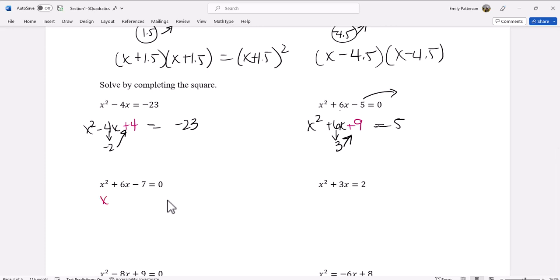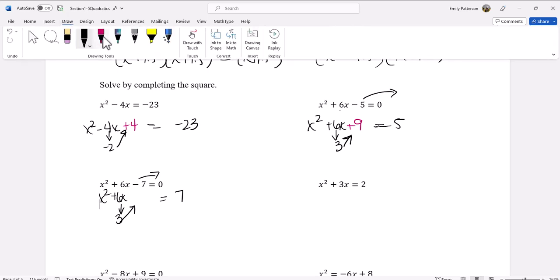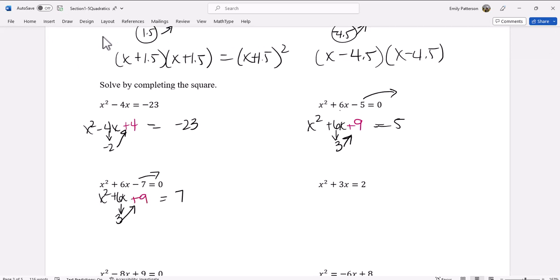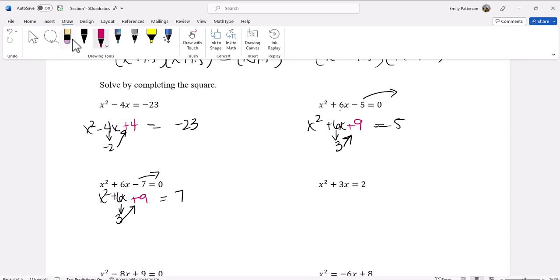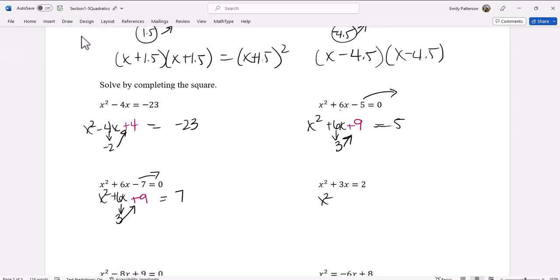Again, we're going to do that in purple. So we're going to spread this out: x squared plus 6x. I'm going to move that negative 7 over to the other side, so this is 7. And then I'm going to take half and square it. Half was 3, and then square it, which is 9. Doing the same thing again. We've got x squared plus 3x, and I've got the 2 already over here, and I'm going to take half and square it.